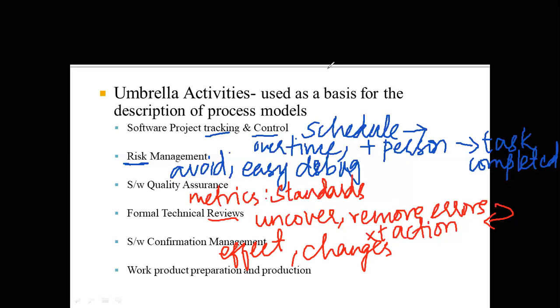Then the next one, last, is work product preparation and production. Now, what are work products? Work products can be your documents, files, reports, data, all the things that are written down. Those are your work products. How you're going to prepare them, and then how you're going to create the models. Now, normally, all the umbrella activities are applied for this.